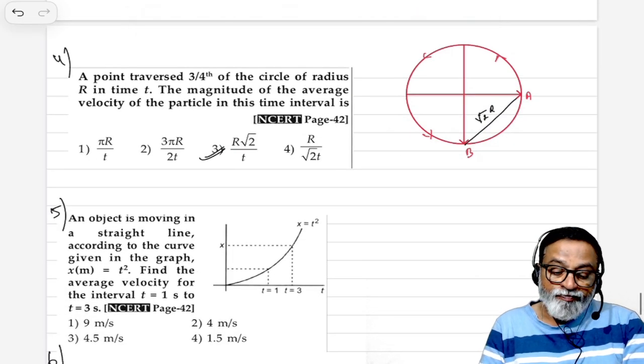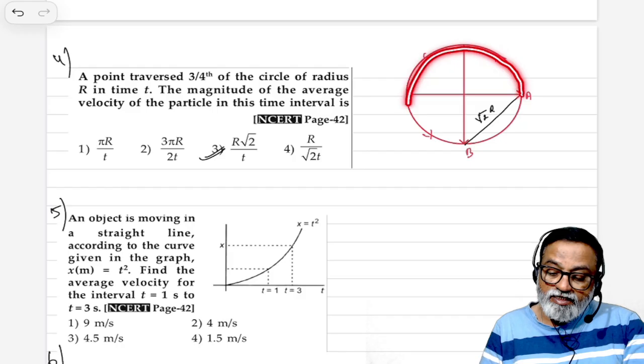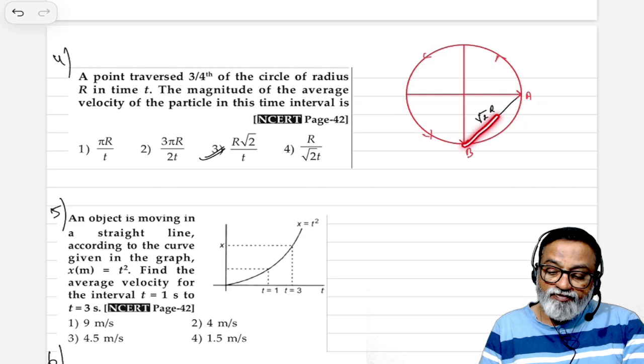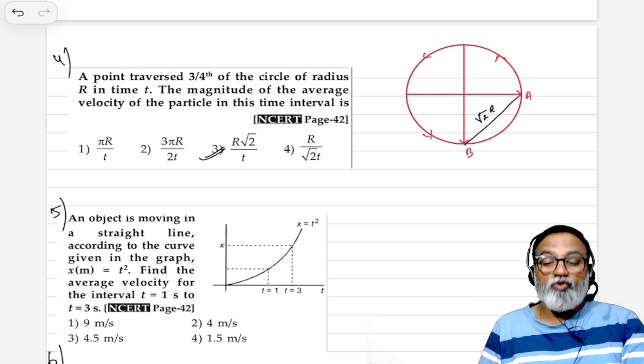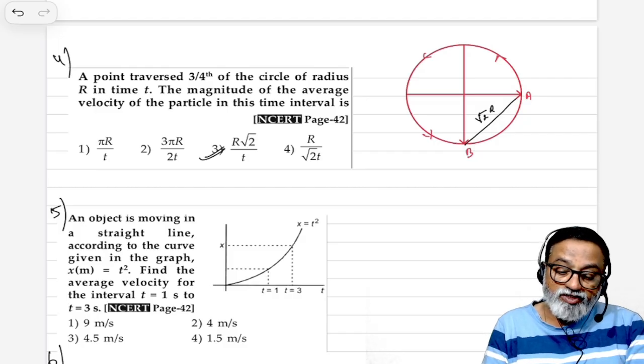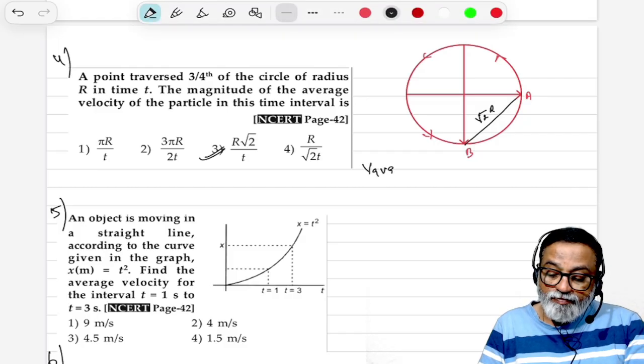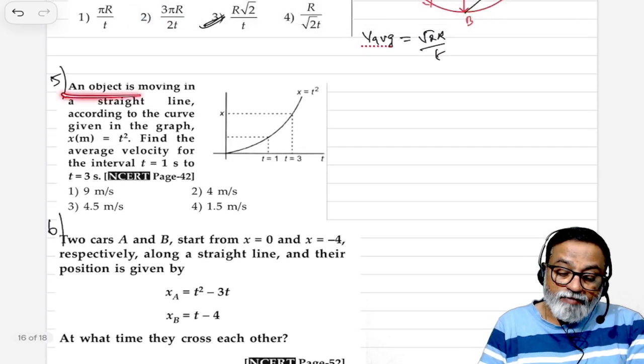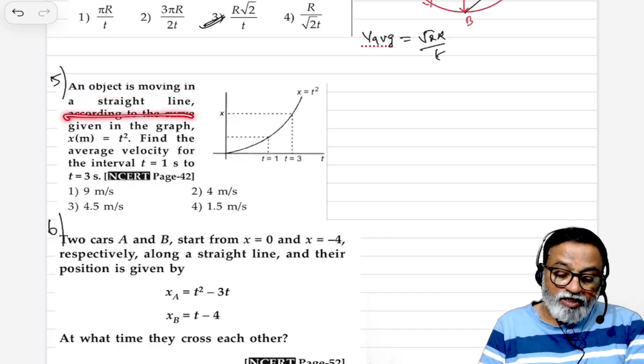See here, a particle traverses 3/4 of a circle of radius r in a time t. The magnitude of the average velocity of the particle in this time interval is, see, if the particle started at A and moves like this 3/4 of the circle, here the displacement is the shortest distance between the initial and final point. This distance is root 2 r. Therefore, average velocity V average is equal to displacement by time. Displacement is root 2 r, time t. Therefore, answer 3.